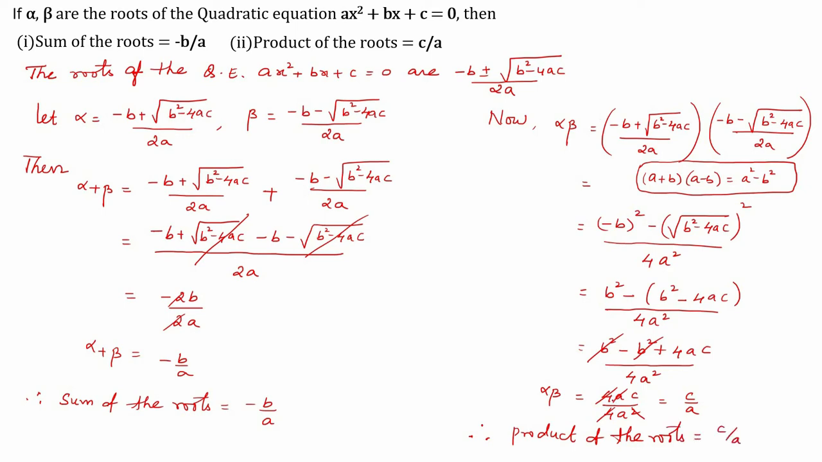So this is how we get these two conditions, these two forms. Sum of the roots of a quadratic equation is equal to minus b by a, and product of the roots condition is equal to c by a.